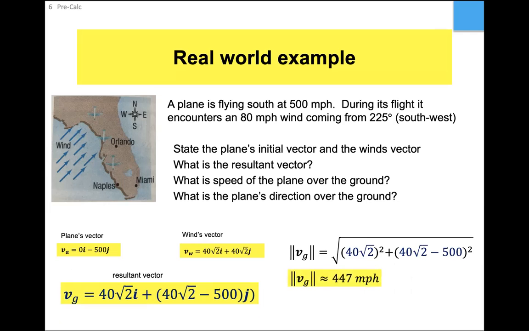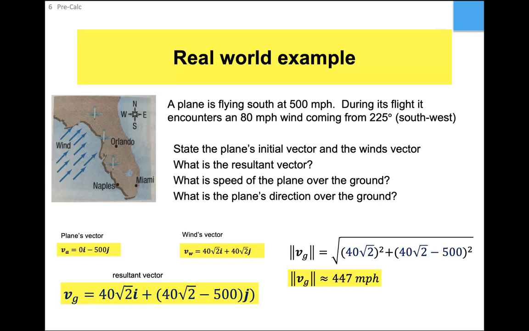It results in a speed of about 447 miles. You can confirm that with your calculator there. Be careful with your parentheses when you're doing this, especially that second set of parentheses there. If you leave those off, then it squares the 500 and not the 40 root 2 minus 500. All right. That's 3 questions now. We got 1 question left.